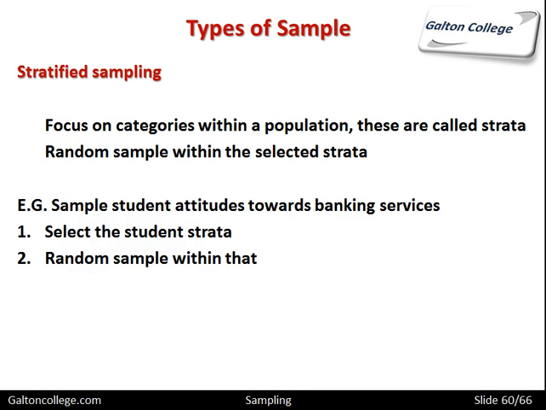So for example, student attitude towards banking services. Select the student strata and then random sample within that. And that's the essence of stratified sampling.